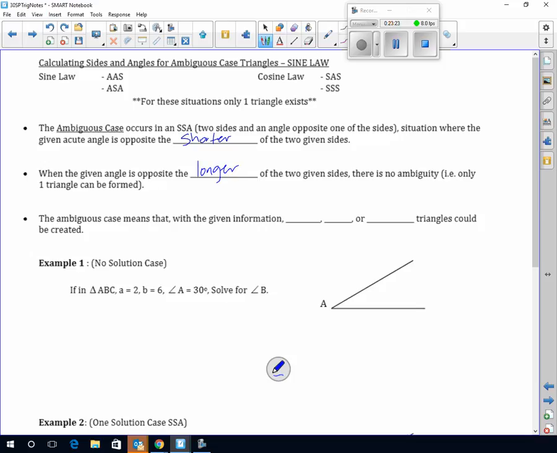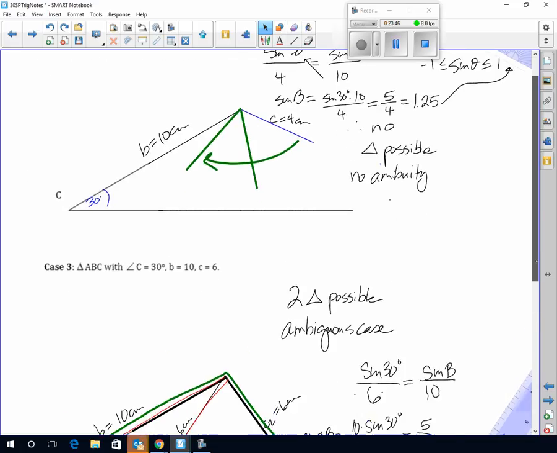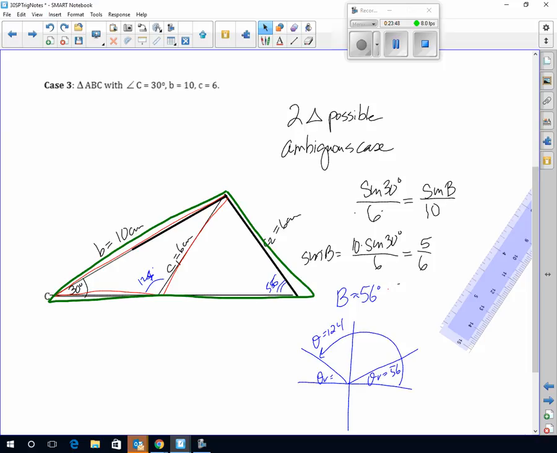So let's just look at the last example. I did it all mathematically to try to explain it, but some people just memorize this and they get whether there's ambiguity or not. So it's saying the ambiguous case happens when the acute angle is opposite the shorter of the two sides. If we go back to the two triangles possible, do you see that B was 10 and the one that was opposite the angle C was 6. It was shorter than 10.